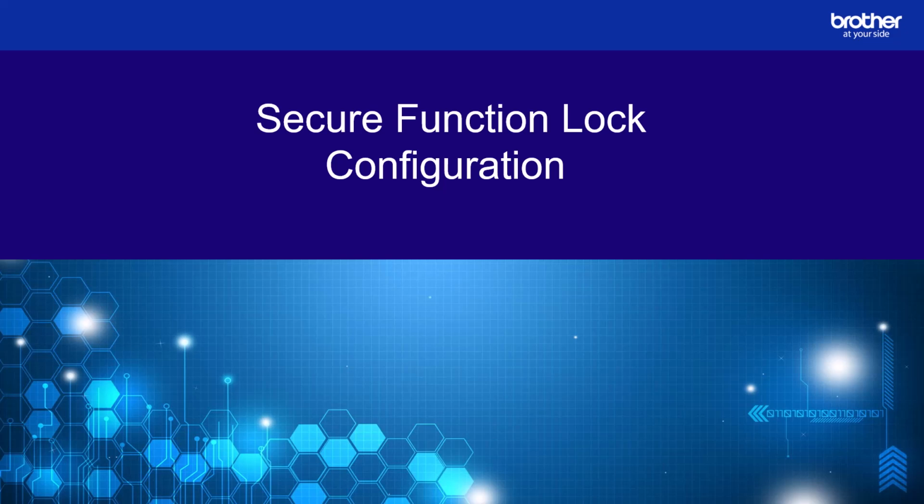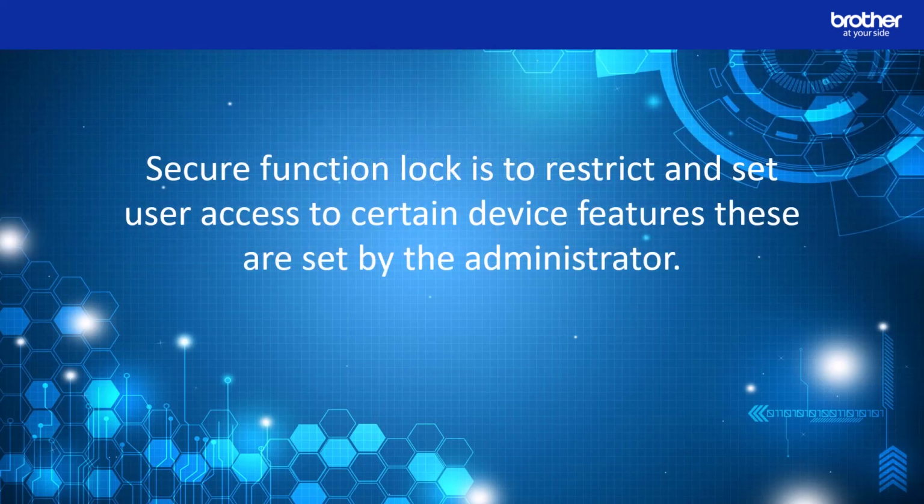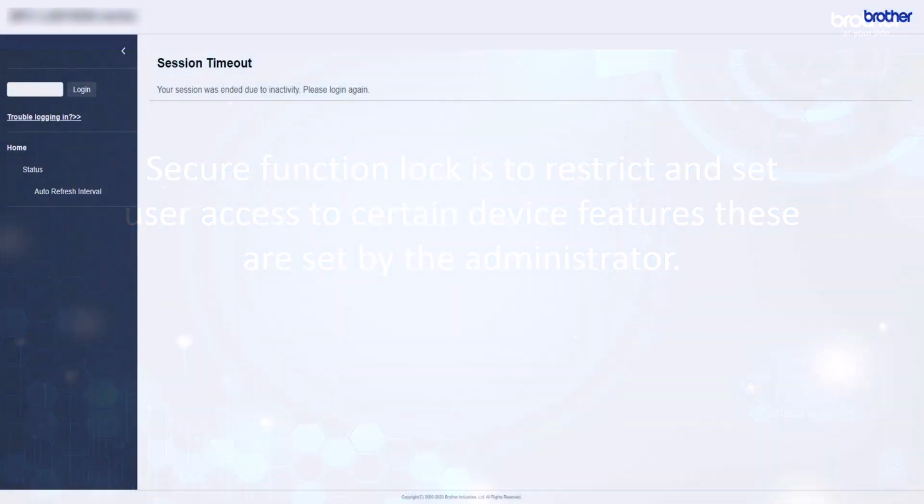Welcome! In this video, we are going to demonstrate how to access and configure the Secure Function Lock of your Brother device. Secure Function Lock is to restrict and set user access to certain device features. These are set by the administrator. Let's look at the configuration.